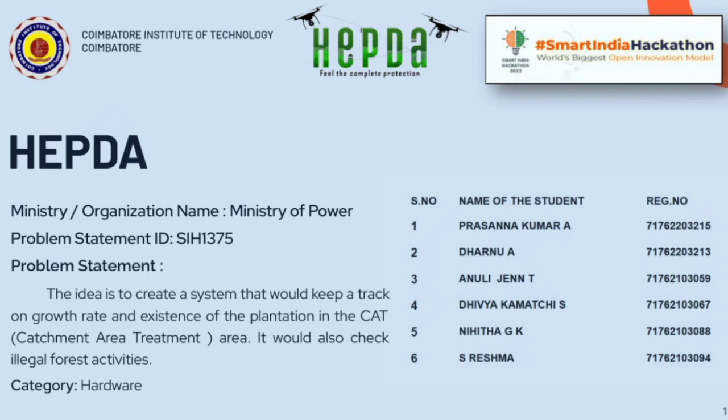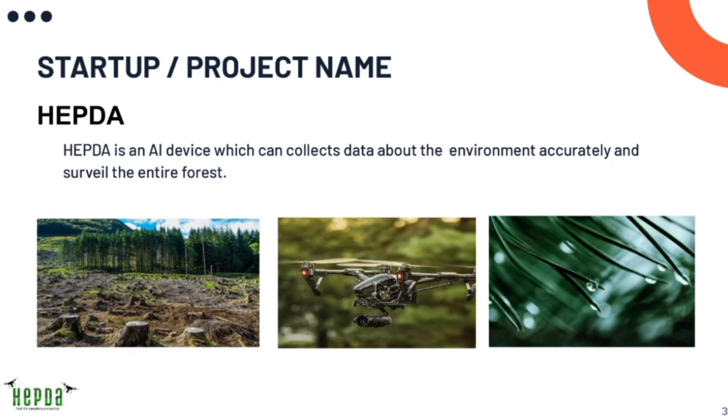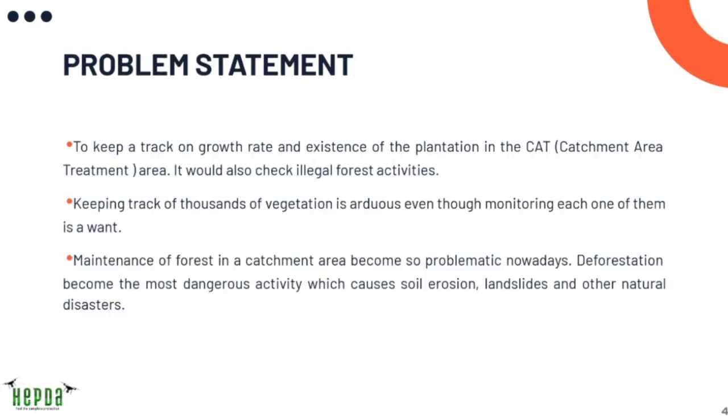The idea is to create a system that would keep track of the growth rate and existence of the plantation in the catchment area treatment area. It would also check illegal forest activities. HEPDA is an AI device which can collect data about the environment accurately and surveil the entire forest.